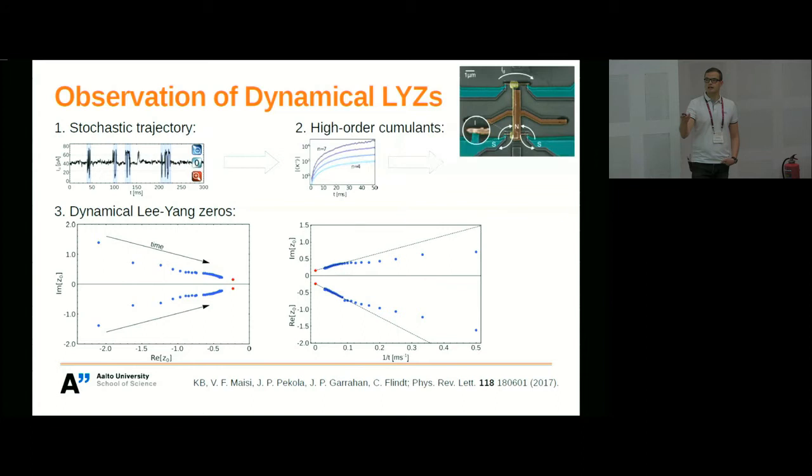Okay, but anyway, we take the cumulants, which we get directly from the trajectory, then we evaluate the leading Yang-Lee zeros, and what you see here is the trajectory of the leading Yang-Lee zero in the complex plane. Of course, they come in conjugate pairs, because our moment generating function is still a real function.